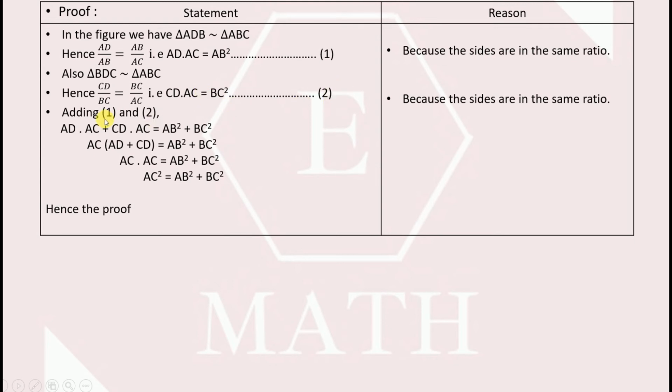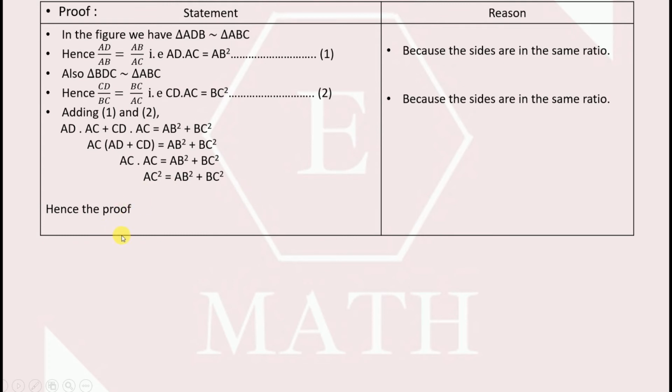Now adding equations 1 and 2, we get AD into AC plus CD into AC will be equal to AB square plus BC square. In these two terms, taking AC as the common factor, what we get is AC into AD plus CD, equal to AB square plus BC square as it is. Then according to the diagram, the sum of AD and CD is exactly equal to AC, right? So that is substituted here from the diagram. So AC into AC will be equal to AB square plus BC square. And finally, AC into AC is AC square, which will be equal to AB square plus BC square.